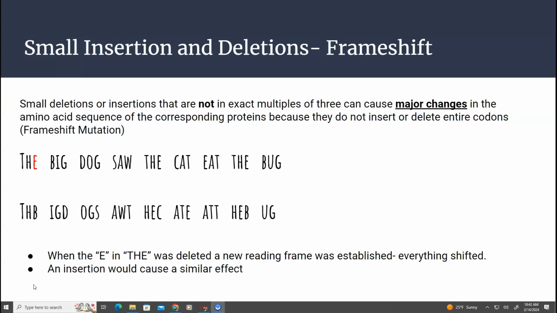So as we can see, we're going to look at it in terms of a sentence. The sentence, "The big dog saw the cat eat the bug." If we got rid of the E there, we have that small deletion of the E. Now, our sentence no longer makes sense. Everything was kind of shifted over to the left. When something is deleted, it causes a new reading frame or a frame shift. And an insertion would cause a similar effect because it would shift everything over to the right.